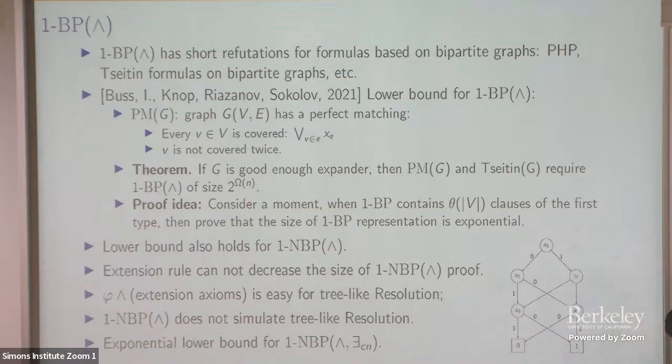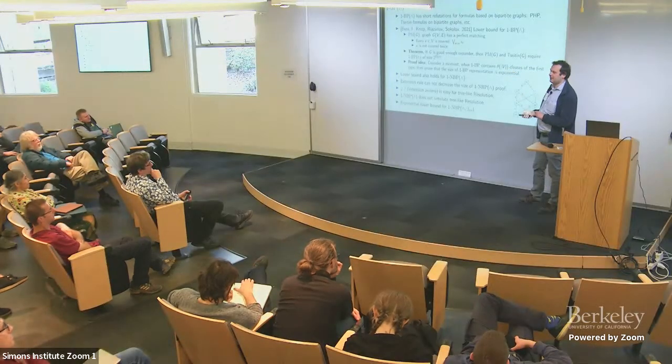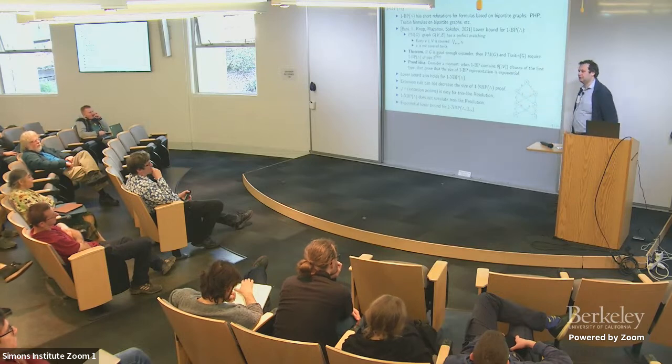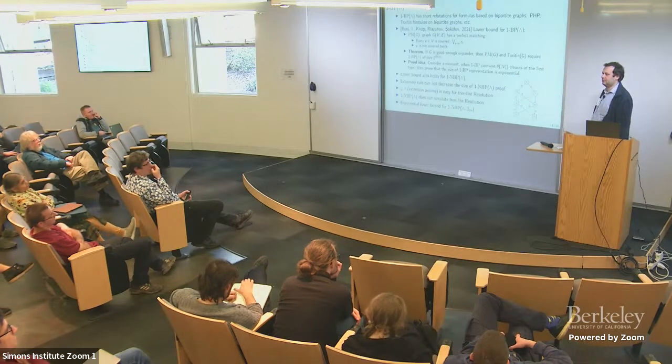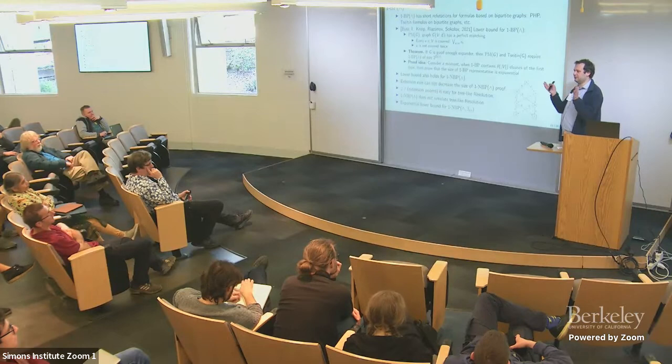Question? Just for the beginning of the slide, you said that I didn't understand because you said you have short refutations for Tseitin formulas, but then you said you require bipartite graphs. Okay, so yes, strong expanders can be bipartite. Okay, so non-bipartite expander. Yes. Algebraic expanders, well, spectral expanders are not.